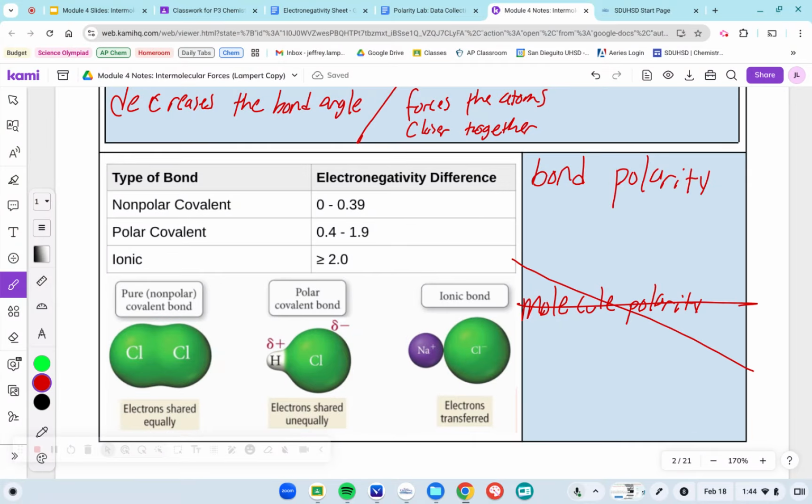Okay? So we are not going to try and use subtracting electronegativities to figure out molecule polarity. If you want to figure out whether a bond is polar, you can use this chart, but not whether a molecule is polar. We'll talk about how to figure out whether a molecule is polar next. All right?